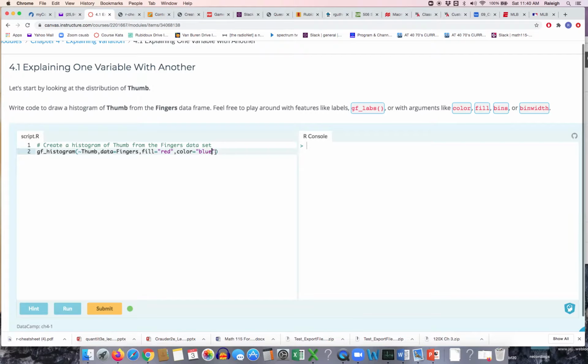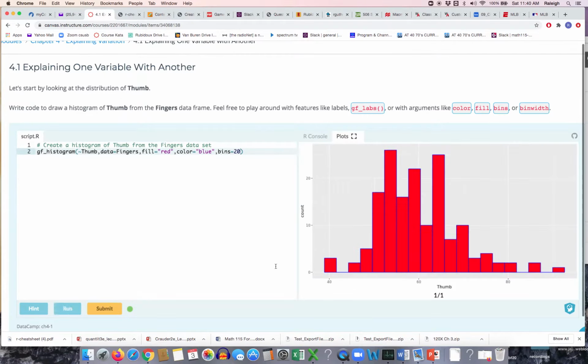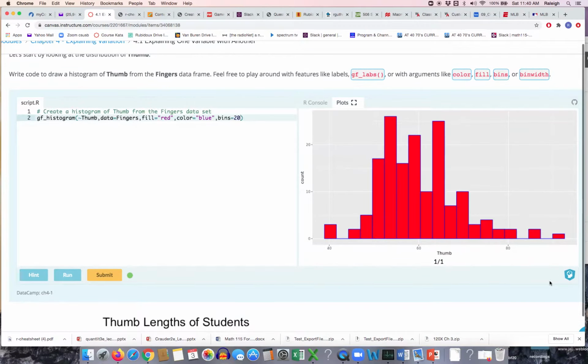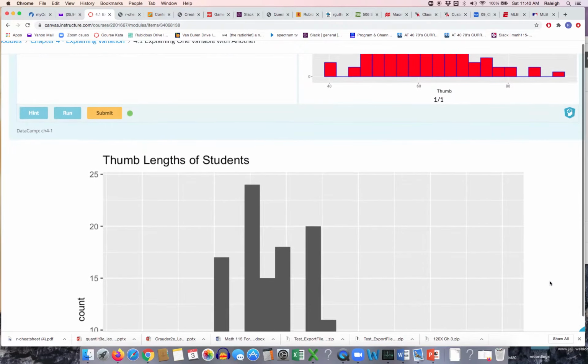Then I decided, just because they said something about bins, let's try bins equals 20. Just a number I picked out of the blue. Let's go ahead and submit that or run it. So here's what we have. This is data we've looked at before. And we can see the thumb lengths ranging from 40 millimeters up to 90 or so, and much more dramatic coloring, I think. But I picked 20 bins, and they apparently picked something else.